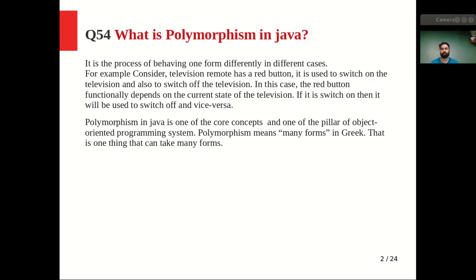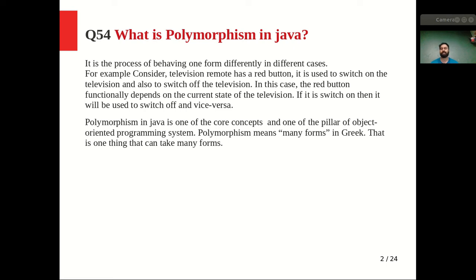So let's start. The next question which you may get in the interview is, what is polymorphism in Java? And this is an important question. Basically, polymorphism is one of the pillars of the OOPS concept. It is a process of behaving one form differently in different cases. So anything which behaves differently in different circumstances or in different positions, the same thing can behave differently in different places. That type of process is called polymorphism in Java.